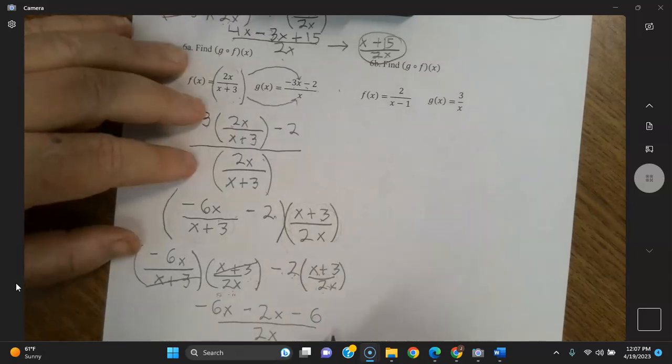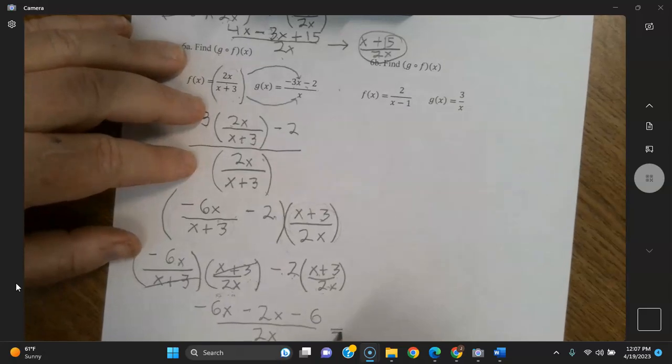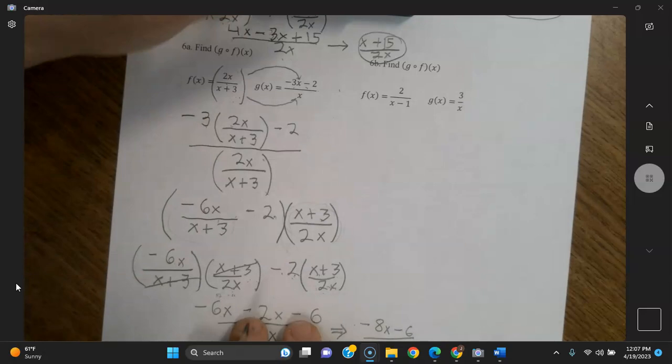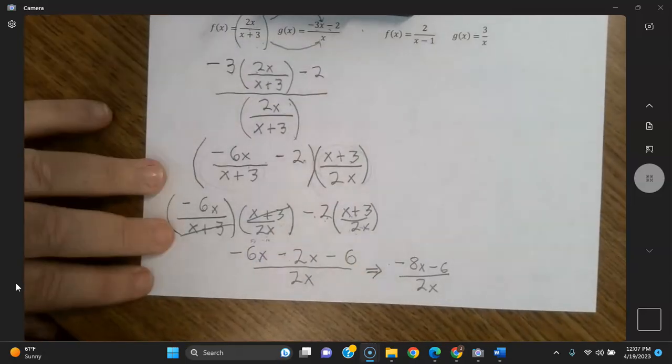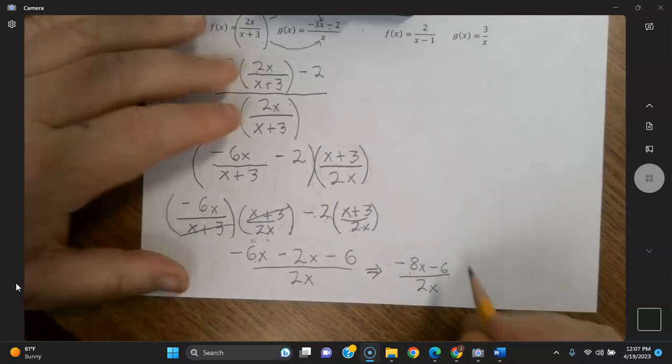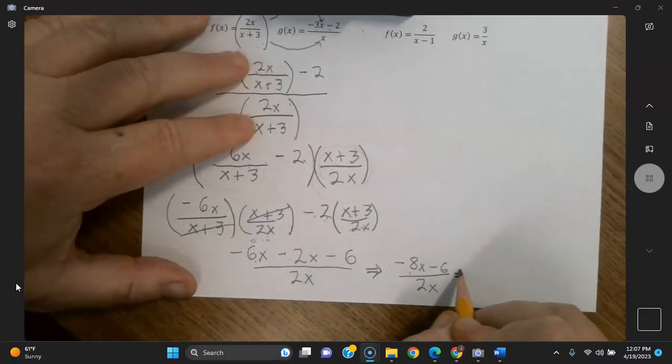Okay. Now I'm going to come over here. Whenever I draw kind of like a double line arrow, it means I'm just moving over here. Now I'm going to say negative 6x minus 2x is negative 8x minus 6 over 2x. I'm off screen a little. There you go. Okay. Negative 6x minus 2x is negative 8x, minus 6. Now I'm going to move over here one more time.